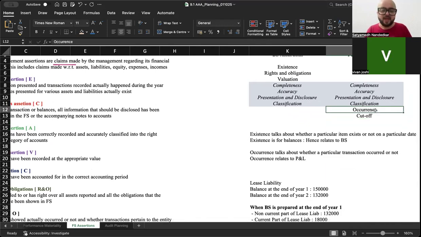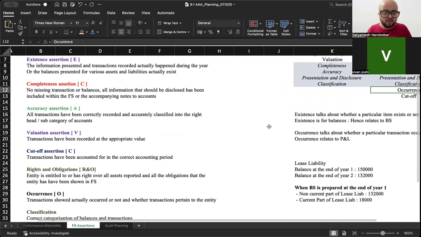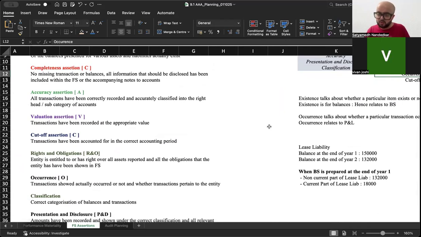Occurrence assertion basically talks about the fact that transactions which are shown have actually occurred and they pertain to the entity only. मेरे ही transactions हैं and they have actually taken place, not a figment of my imagination.